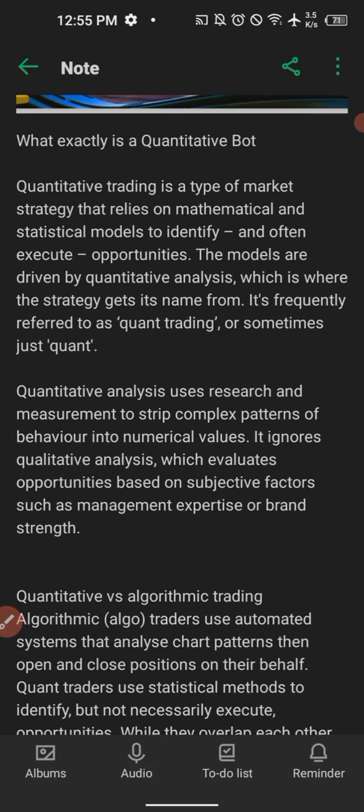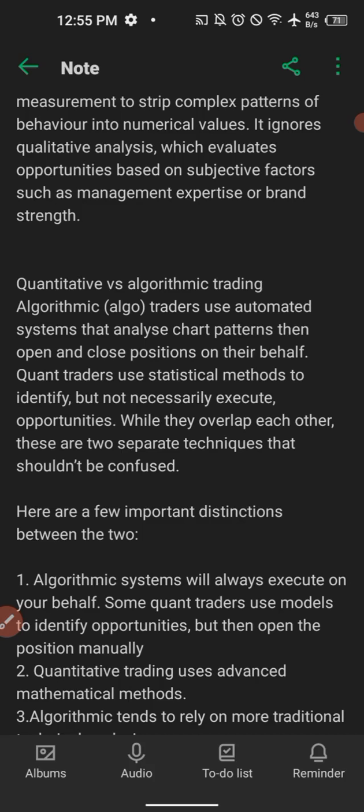Algorithmic traders use automated systems that analyze chart patterns, then open and close positions on their behalf. The one difference is this: an algorithm bot uses chart patterns, it studies the market, or it claims to study the market, and it helps you open and close trades for you. And it also gives you trade signals. So for those who have been asking, does Royal Q give us signals? Does it tell us this coin is good, buy it? And does it sell off all of a sudden?